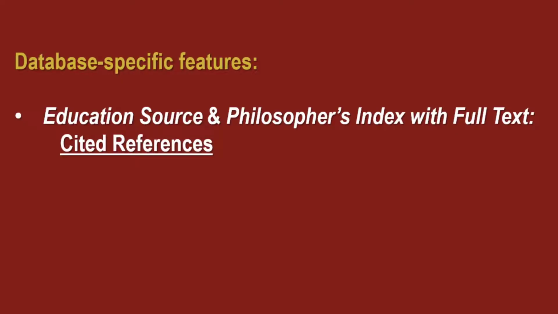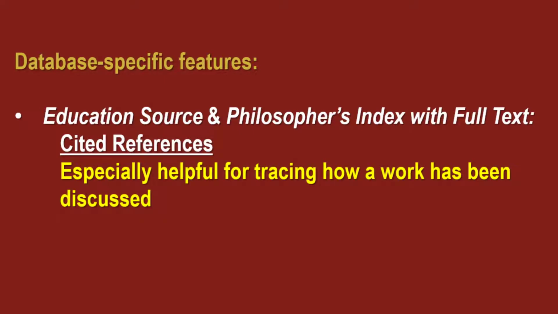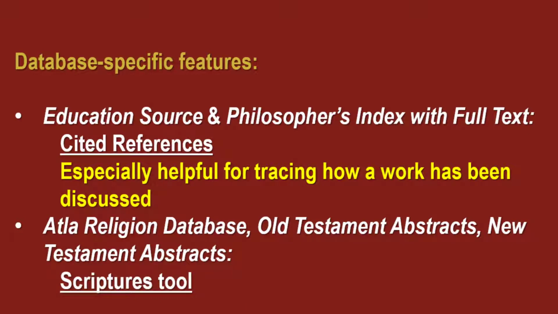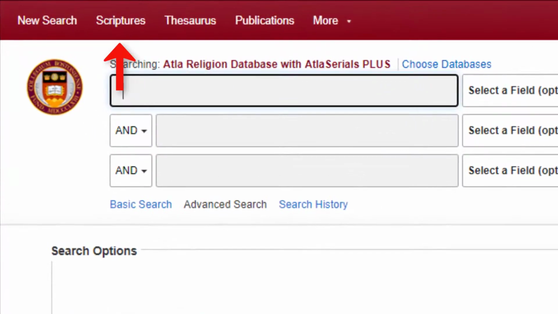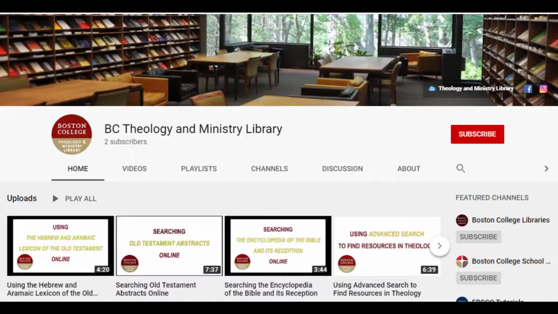This feature can be helpful if you want to trace how a work has been discussed and how scholarly conversation has developed beyond a particular work. Another notable feature in the Atla Religion database, Old Testament abstracts, and New Testament abstract databases is the ability to search by Bible citation. This feature is available through the Scriptures link in the upper toolbar. To learn more about how to use this feature, check out the videos on the TML's YouTube channel.